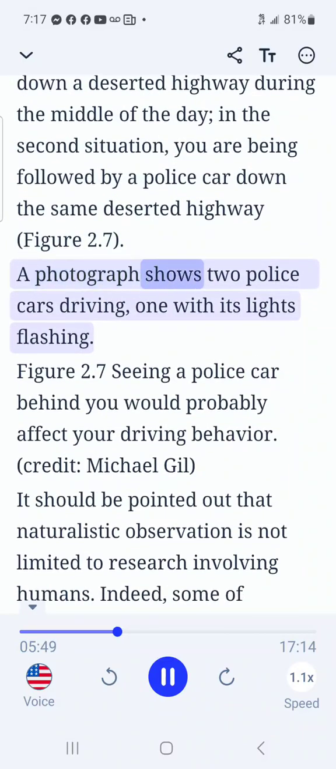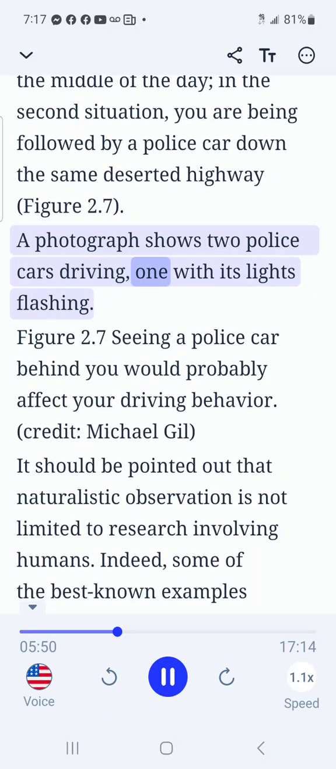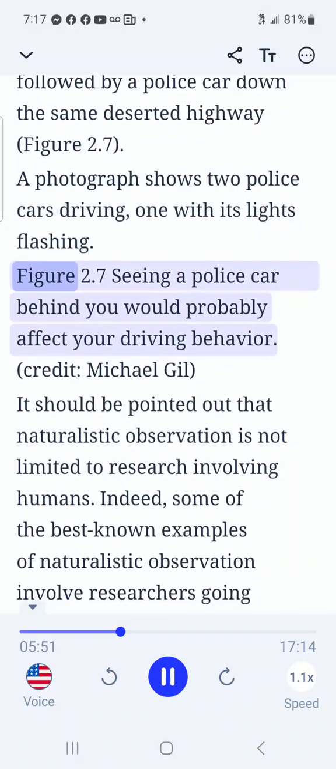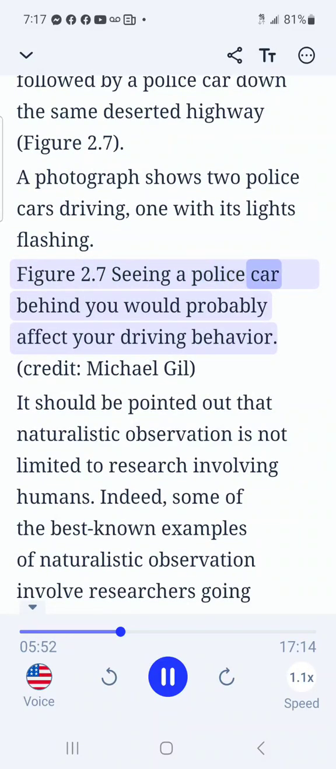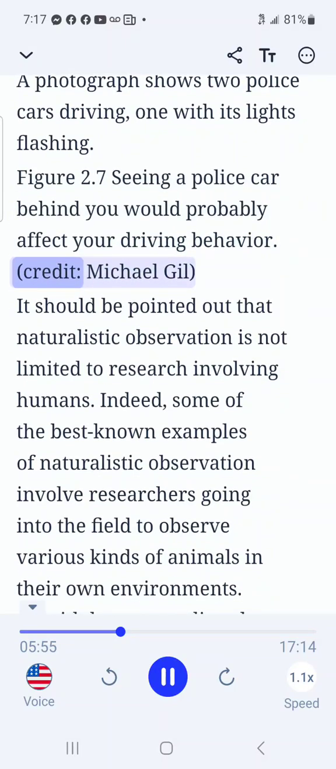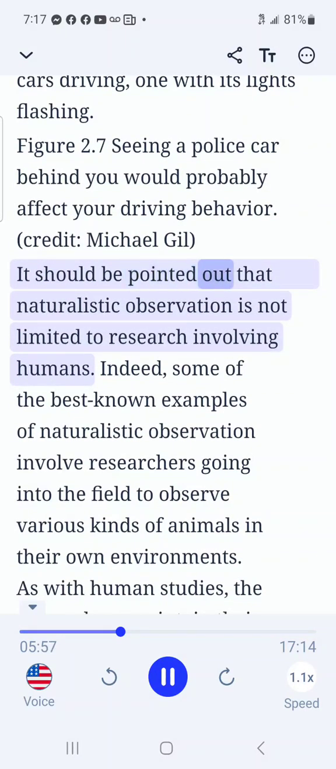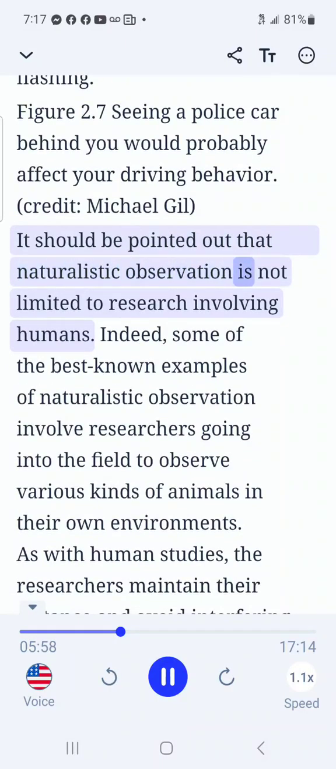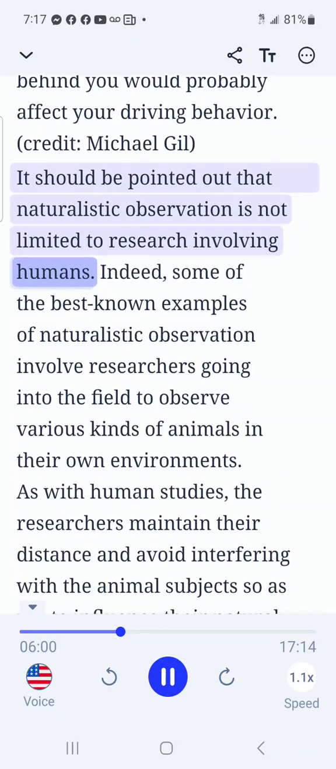A photograph shows two police cars driving, one with its lights flashing. Figure 2.7. Seeing a police car behind you would probably affect your driving behavior. Credit. Michael Gill. It should be pointed out that naturalistic observation is not limited to research involving humans.